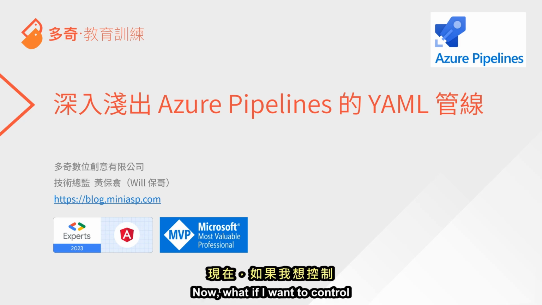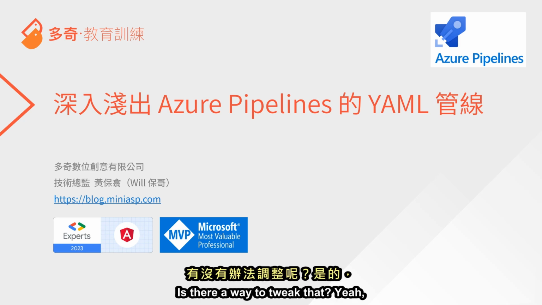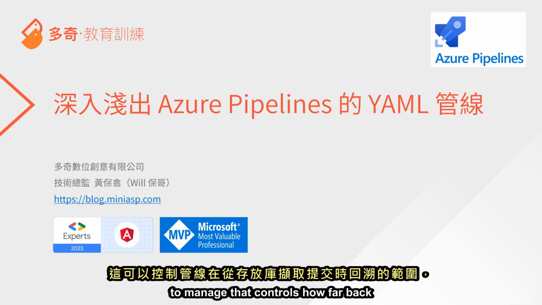Now, what if I want to control how far back my pipeline looks into the commit history? Is there a way to tweak that? Yeah, you can use the fetch depth setting to manage that.